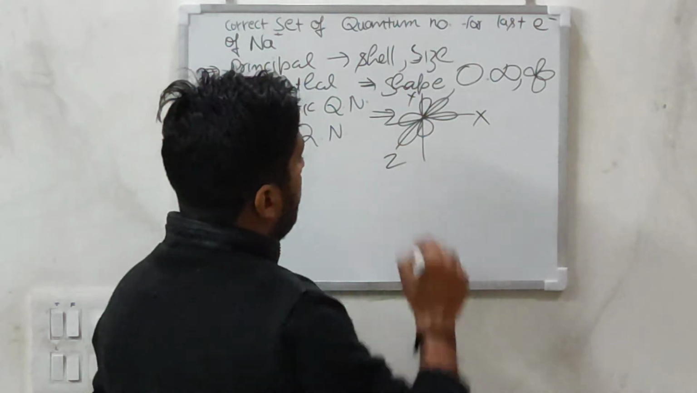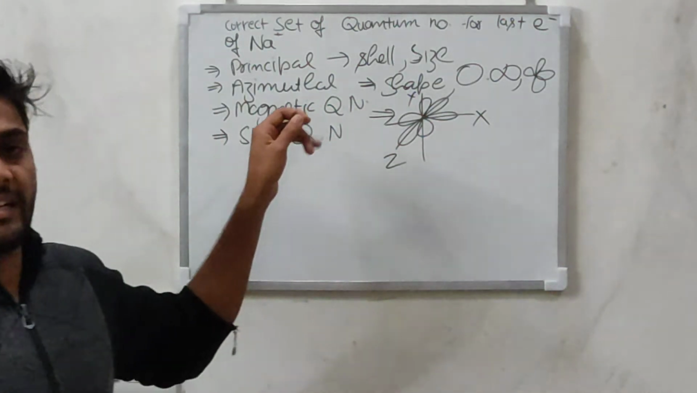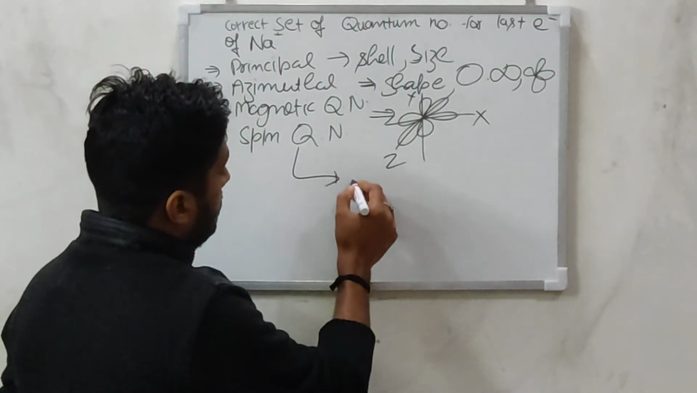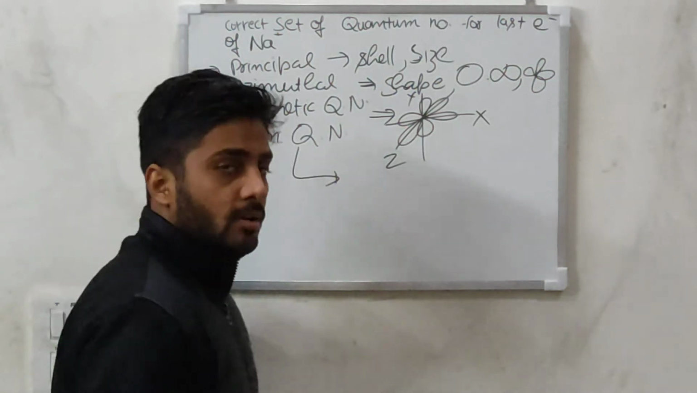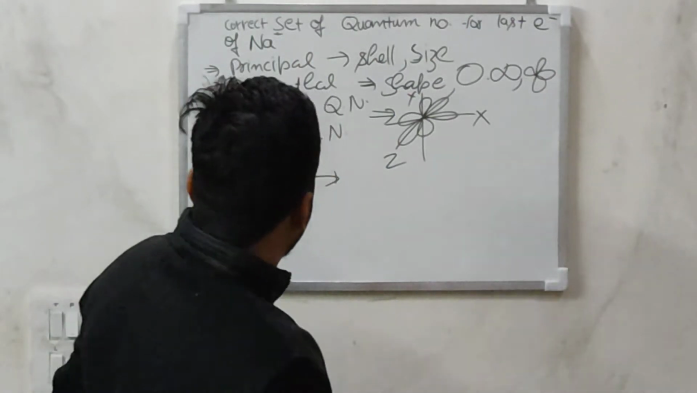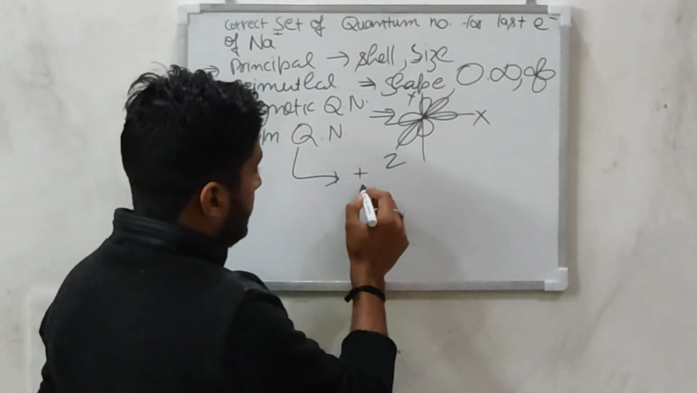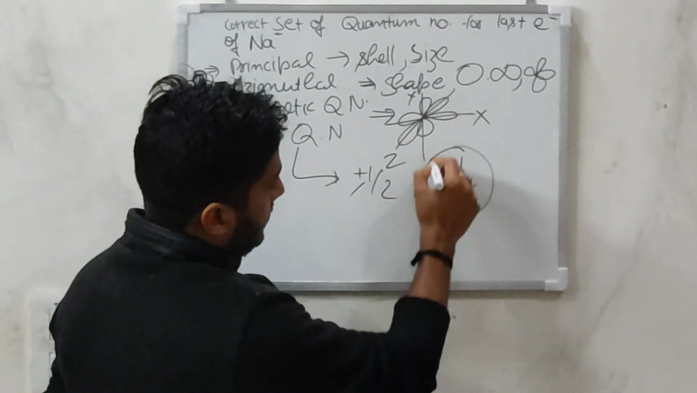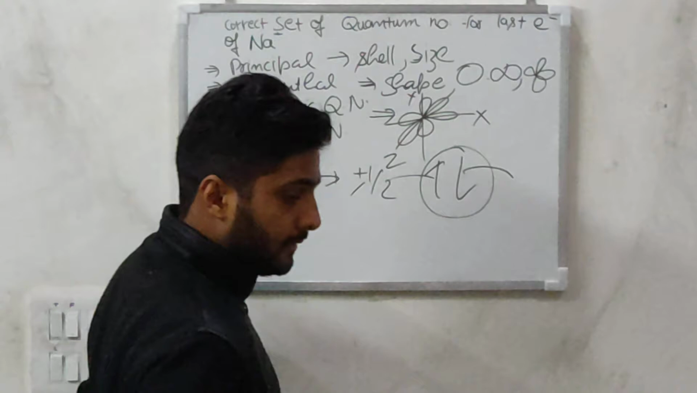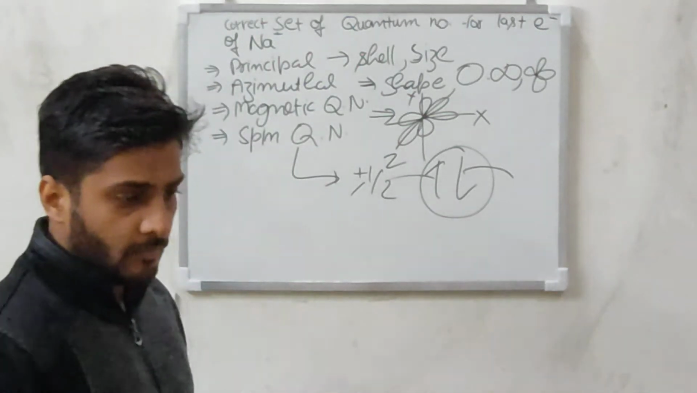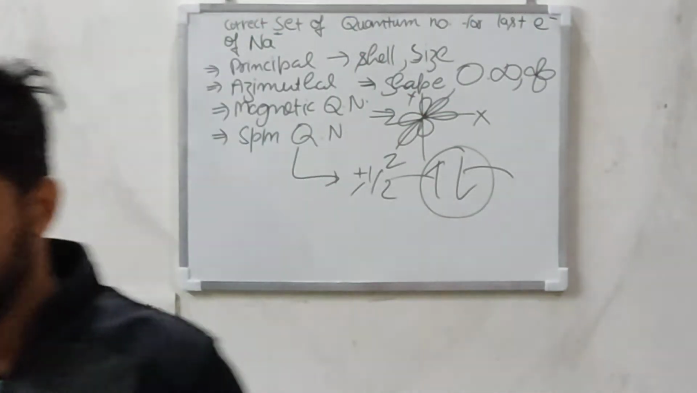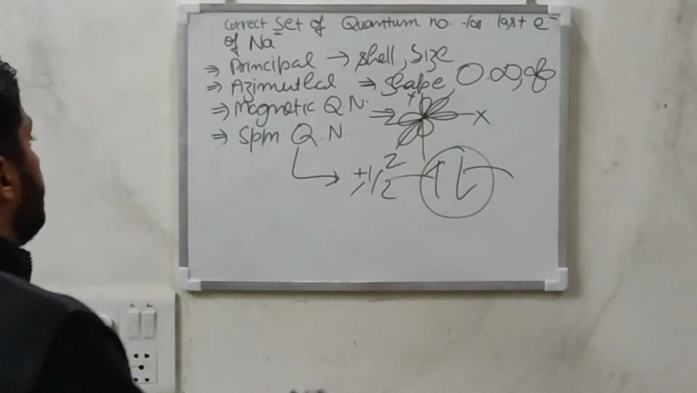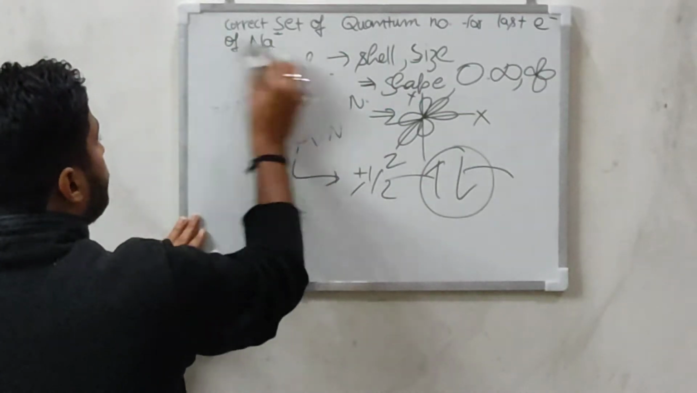That tells us our magnetic quantum number. And the spin quantum number tells us about the spin of an electron in a particular subshell, whether it is plus half or minus half, which is denoted by this and this sign. This is plus half, this is minus half. Now, this is some basic information about the quantum numbers.